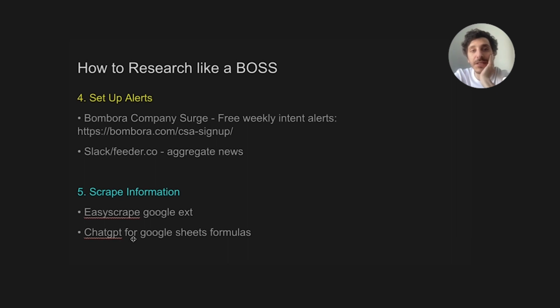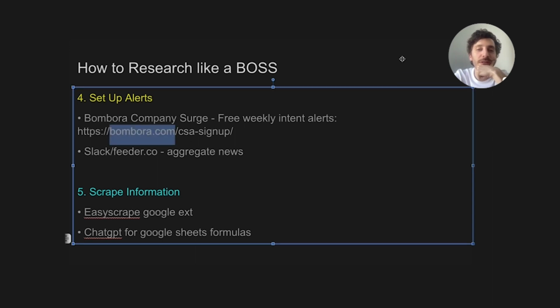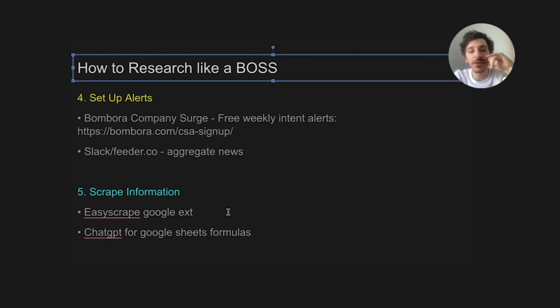ChatGPT is also good for formulas. So if I were to download that list, I could then use ChatGPT just to tidy it up a bit. This might be asking it, what is the formula to remove the end part, the .com, because you just want this, for example. So yeah, play around with that if you do get stuck.